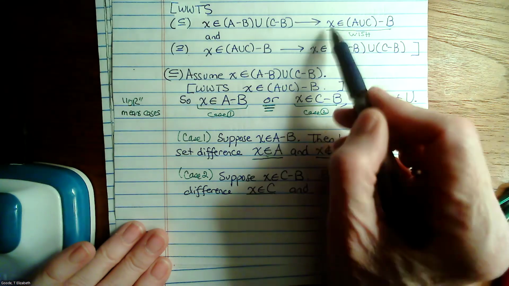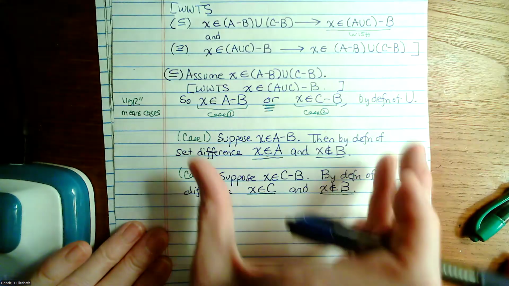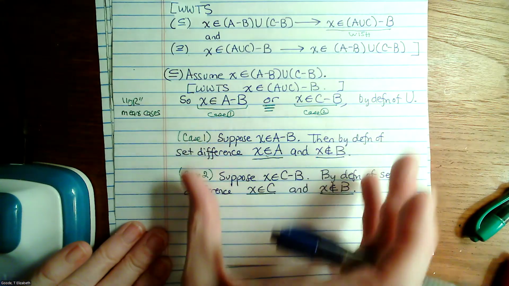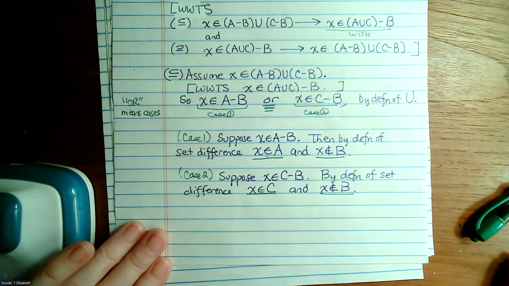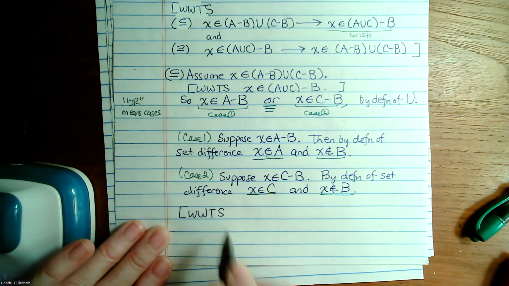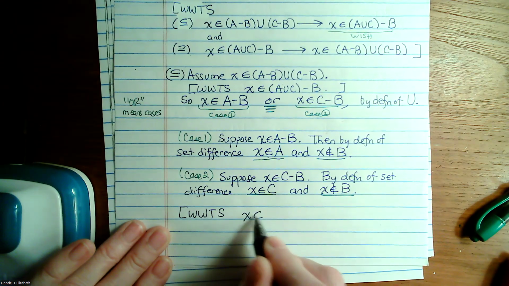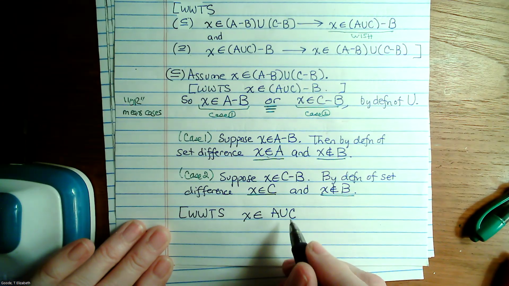Let's look at our wish now so we can figure out how to connect where we're at with where we want to go. So what do we really wish? We wish to show X is an element in A union C minus B.